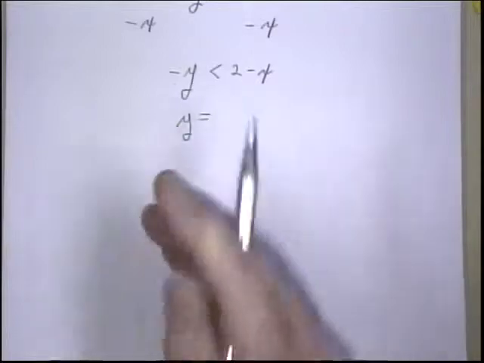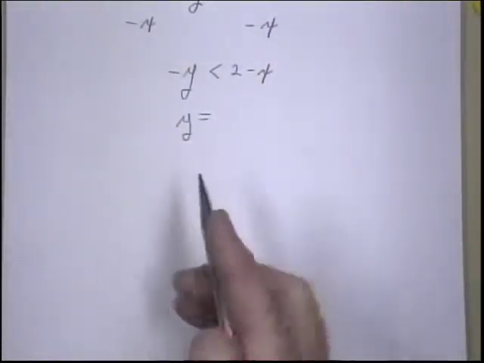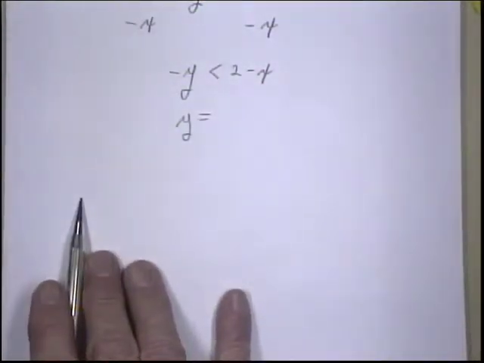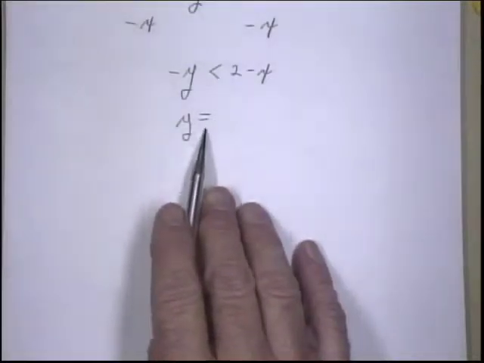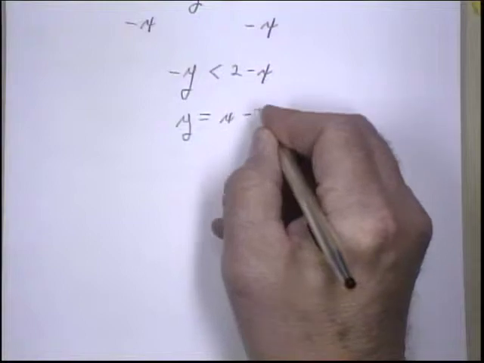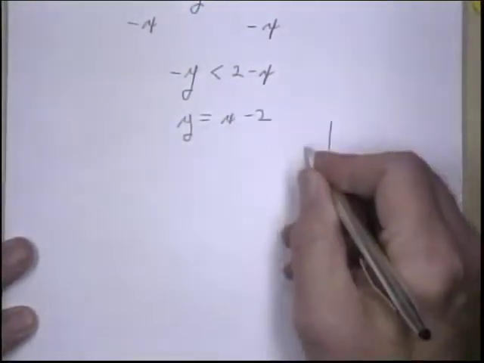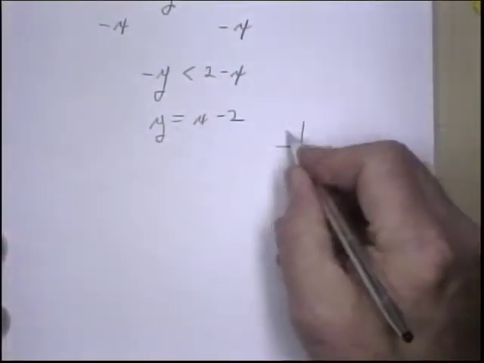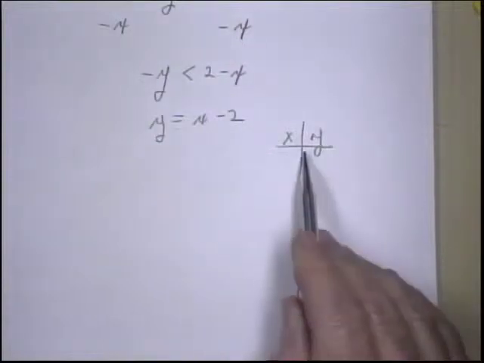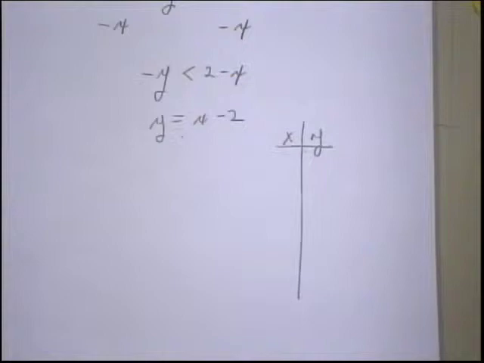This will give me the boundary of the inequality graph. By making this an equal, I'll get the boundary of the inequality graph. So divide through by minus 1, make this an equal, so that this would be a positive x and a minus 2. Now I can build a little table for my x and y and find the equation of the line that's the boundary on the inequality.